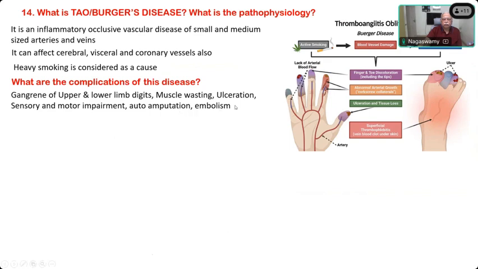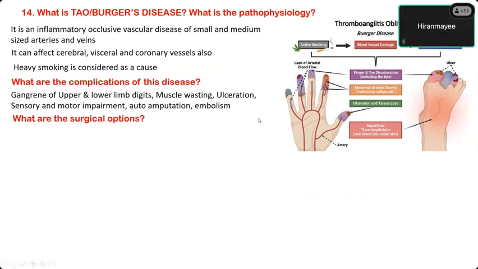auto amputation, and sometimes embolism also can happen. So the surgical options: revascularization if the collaterals are patent. Why do you require revascularization if the collaterals are patent? They will be supplying the blood, isn't it? Not because of a major vessel block.